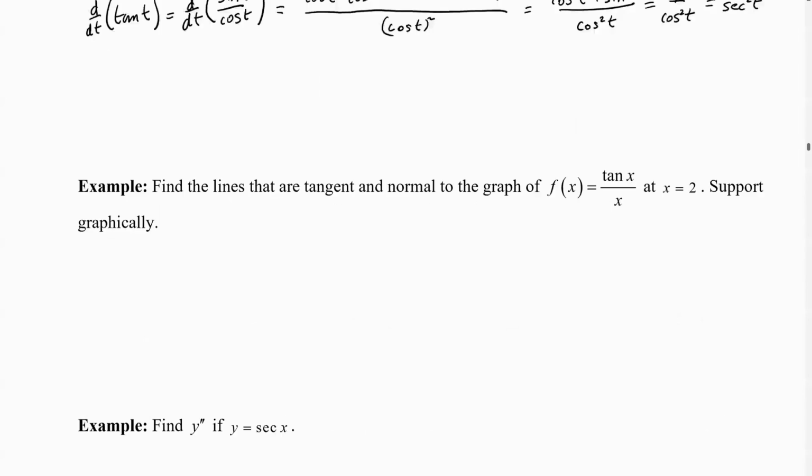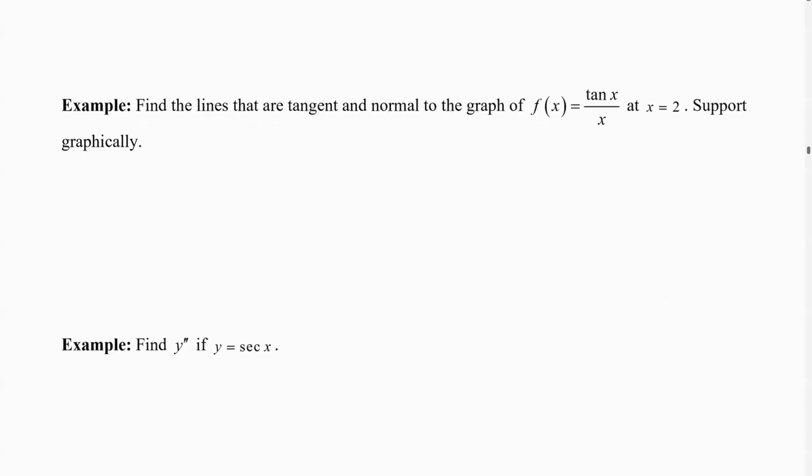All right. It says, find the lines that are tangent and normal to the graph of tan x over x at x equals 2, support graphically. All right. So let's handle the tangent line first. For the tangent line, I'm going to need 2 things, and that is a slope and a point. And what do I have? Oh, I have half a point. I know it's going to be 2 comma something.